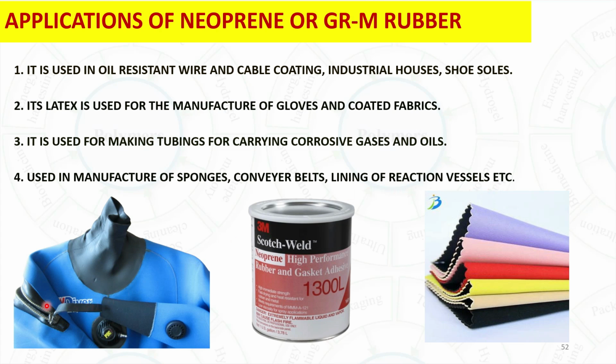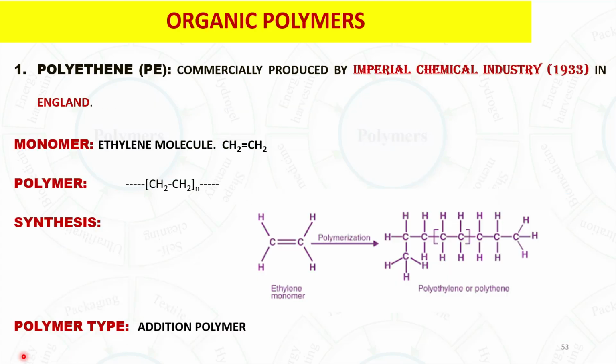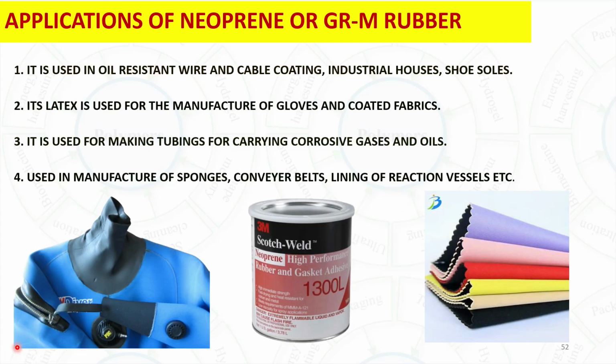Right? You can see this is the neoprene suit, which generally scuba divers and others use, very important one. Okay, and then you can see it is a high performance adhesive. It can also be used as high performance adhesives, and these are the sponges, right? And similarly in the last class I have also shown you the conveyor belts and linings, all these things. So roughly properties are same for these rubbers.